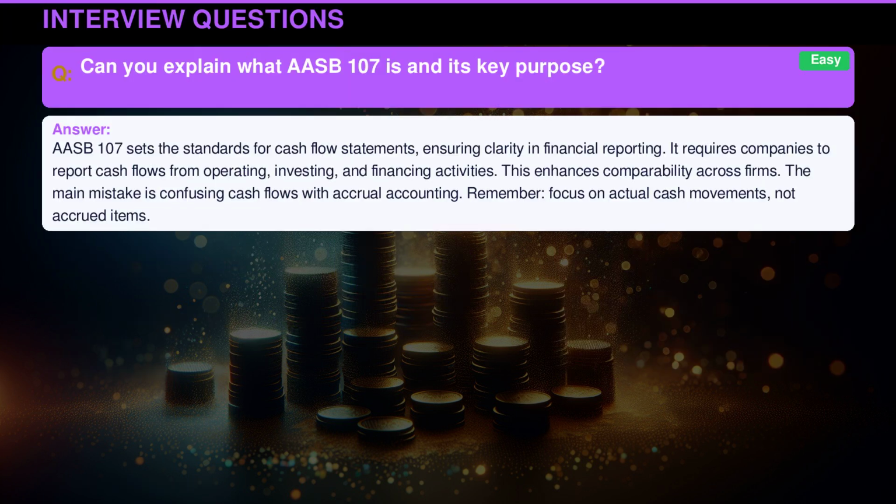AASB 107 sets the standards for cash flow statements, ensuring clarity in financial reporting. It requires companies to report cash flows from operating, investing, and financing activities. This enhances comparability across firms. The main mistake is confusing cash flows with accrual accounting. Remember, focus on actual cash movements, not accrued items.